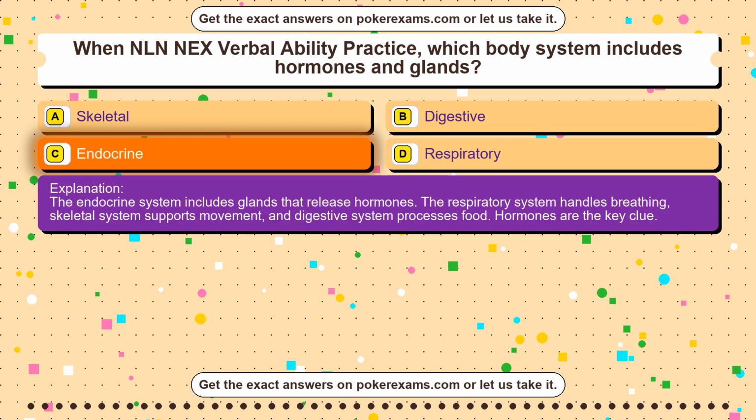The First Amendment protects freedoms such as speech, religion, press, assembly, and petition. The Second concerns arms, the Fifth includes due process protections, and the 10th reserves powers. Speech is the key clue.